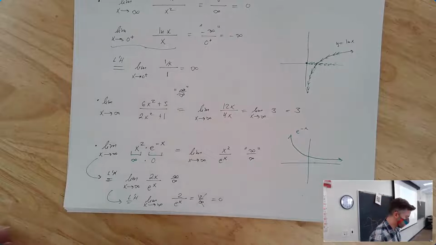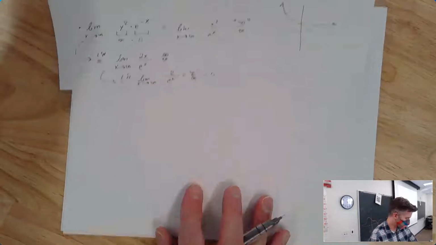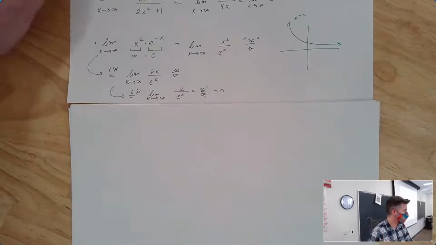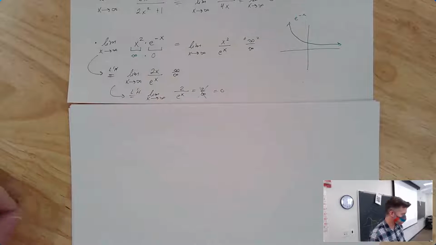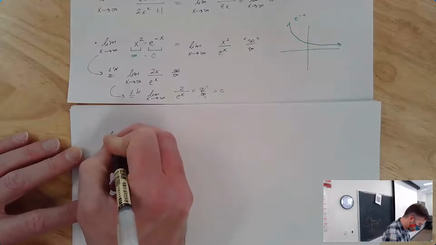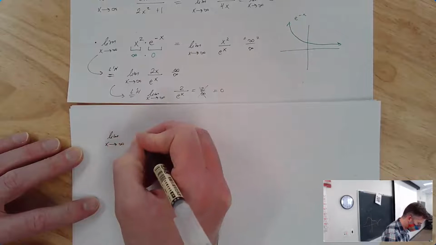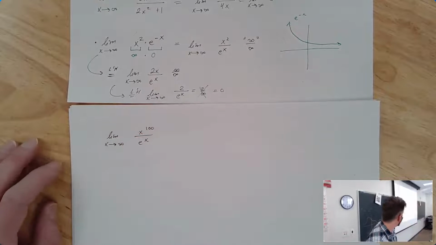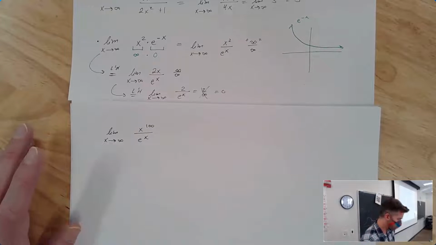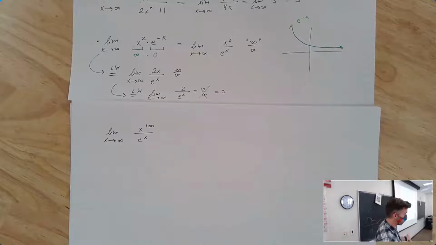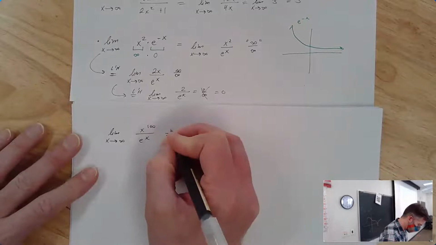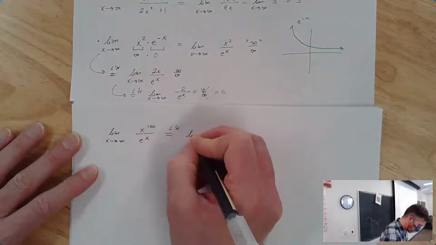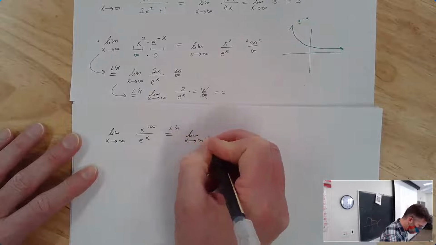What's kind of interesting about this is that that fact is actually true for any power of x over e to the x. If you were to do the limit as x goes to infinity of, say, x to the 100th power over e to the x, well, we can use L'Hopital's rule because it's infinity over infinity. And every time we use L'Hopital's rule, the bottom isn't going to change.